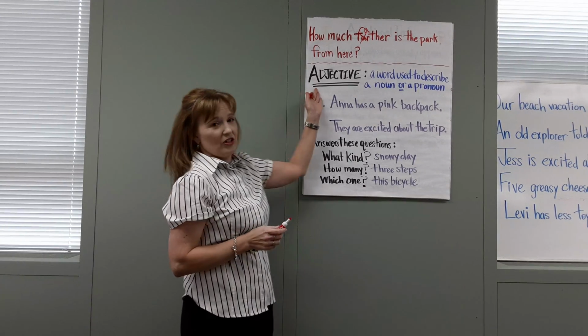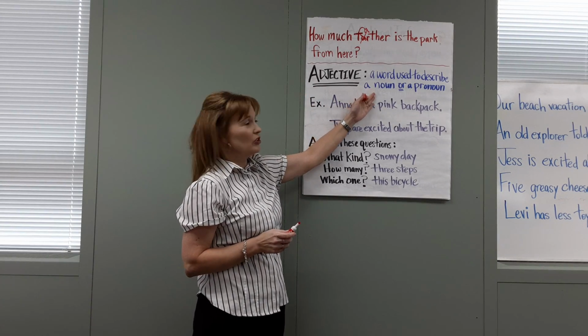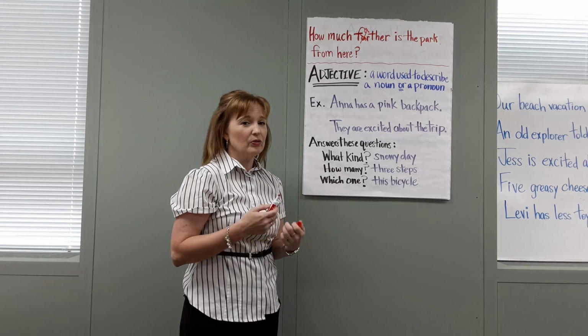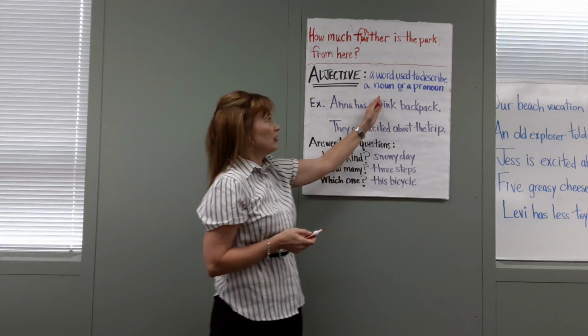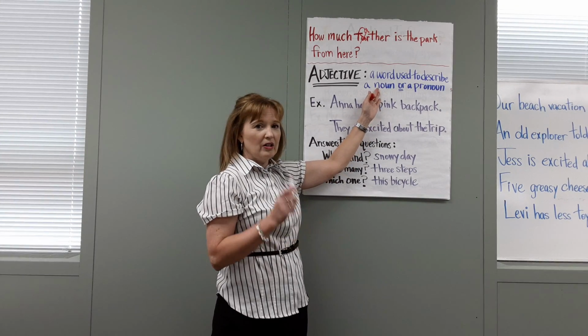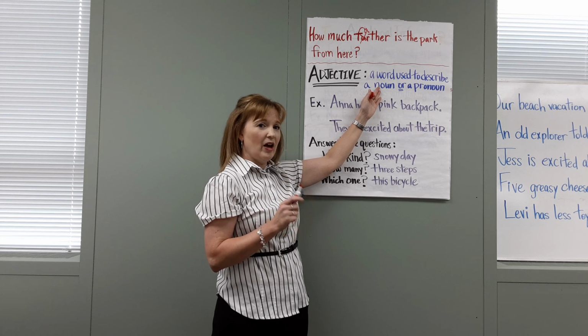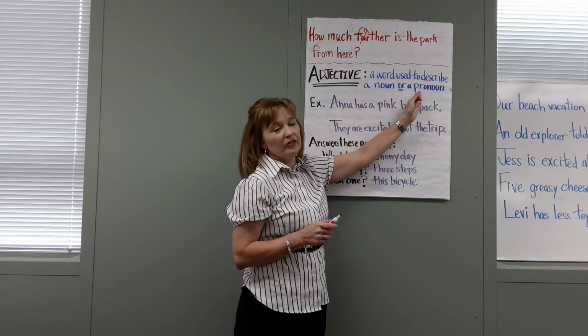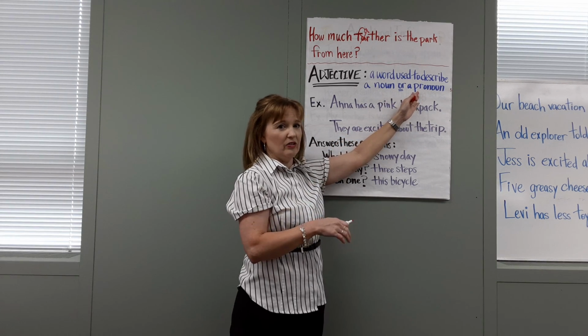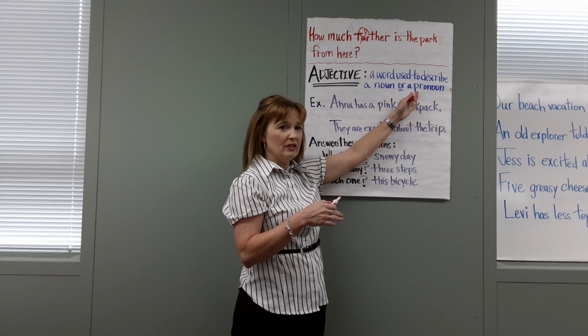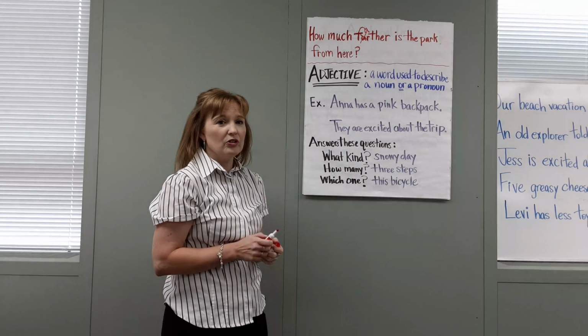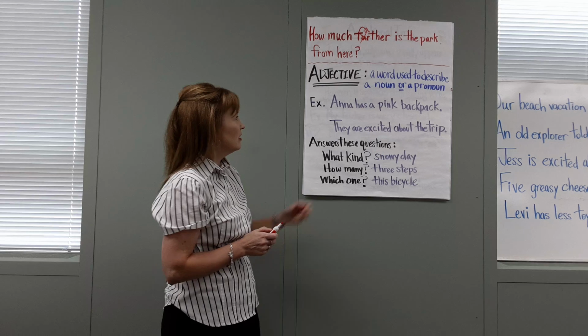So what is an adjective? An adjective is a word used to describe a noun or a pronoun. Again, we talked about nouns in an earlier video. That's a person, place, thing, or idea. And then a pronoun is a word that takes the place of a noun, like she, or you, or it. So let's try to find words that describe nouns and pronouns.